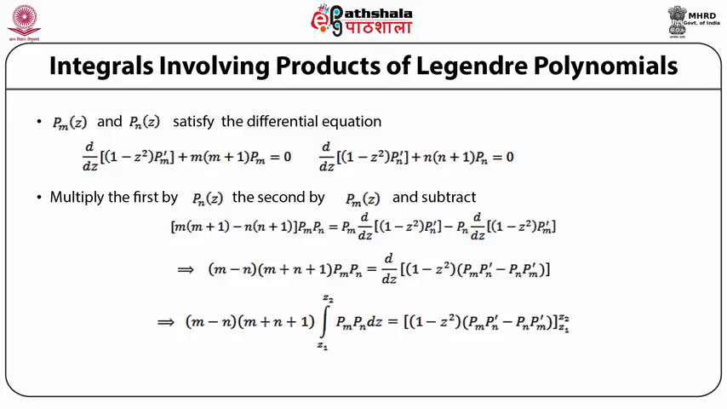On integrating the equation between z1 and z2, we have (m minus n) into (m plus n plus 1) multiplied by a definite integral over z going from the limits z1 to z2 of Pm Pn is equal to (1 minus z²) (Pm Pn′ minus Pn Pm′) over the limits z1 to z2.